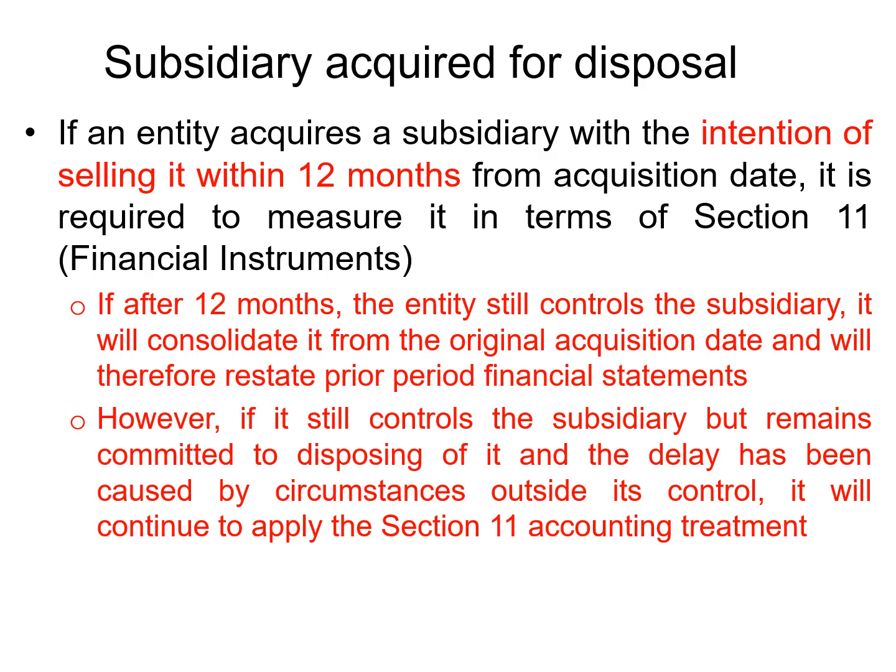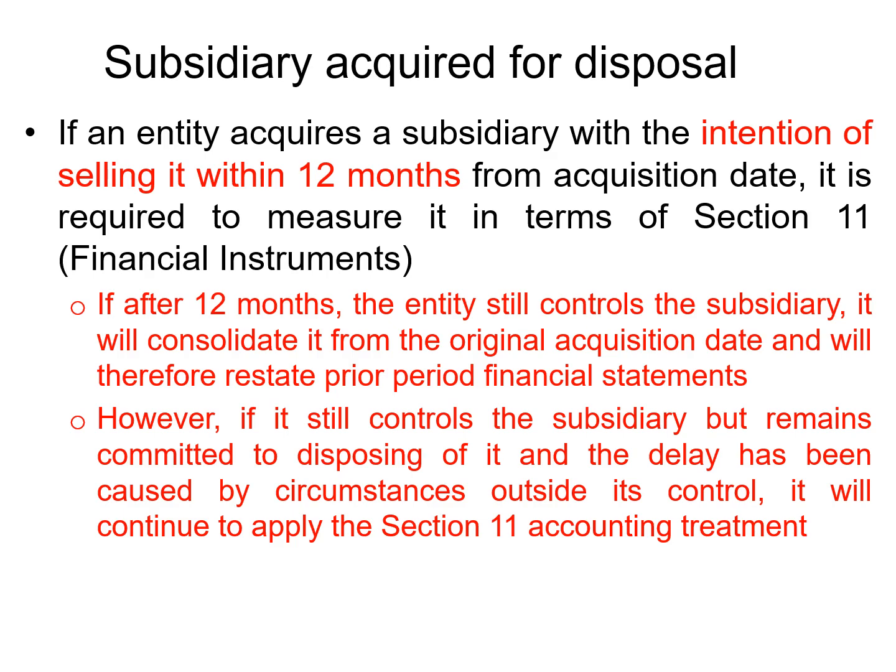If it then so happens that after 12 months the entity still controls the subsidiary, it will then be required to consolidate the subsidiary company from the original acquisition date, not from the point at which the 12 months is achieved, from the point at which the subsidiary company was originally acquired. So that may then mean it may need to go back and restate prior period financial statements.